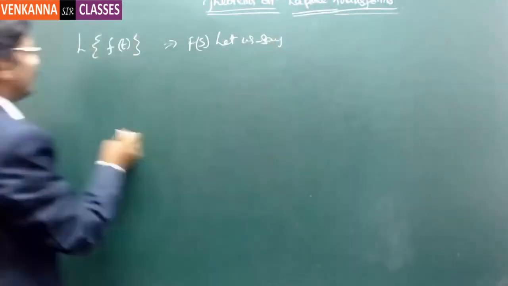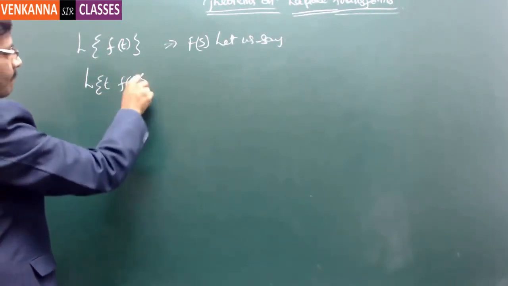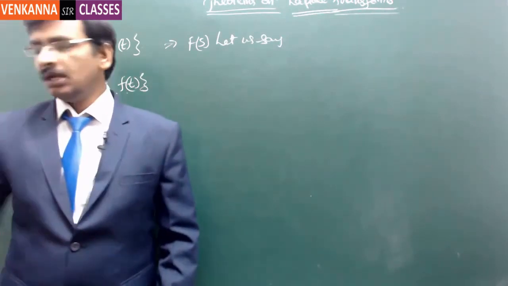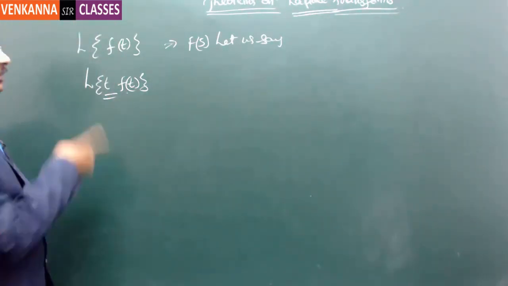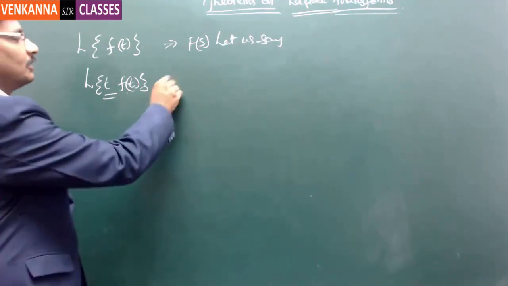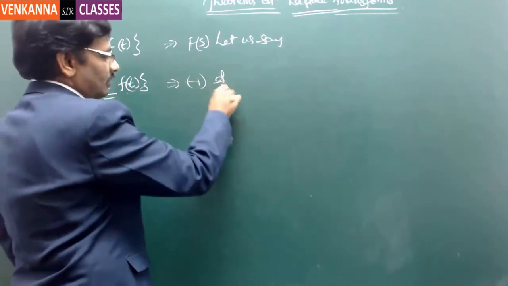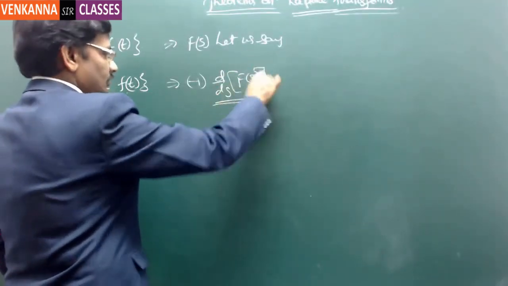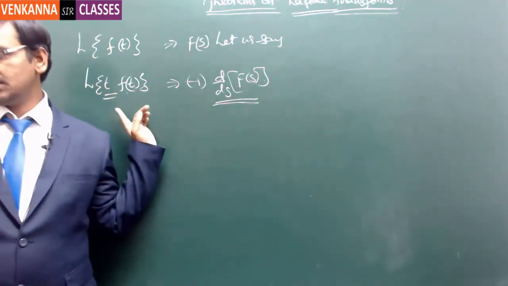Then what is the Laplace transform of t into f of t? So the function is getting multiplied with t. The Laplace transform of the function multiplied with t is nothing but minus 1 into d by ds of the Laplace transform.